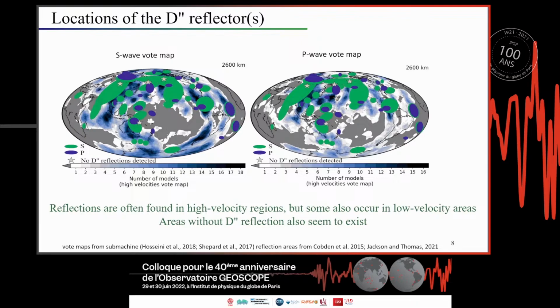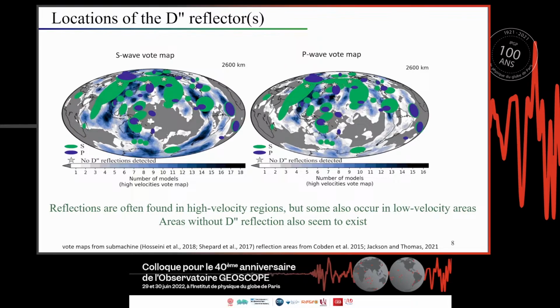So we have the S-wave vote map on the left and the P-wave vote map on the right. What you can see is that many of these reflections have been found in these high velocity regions, and I've actually stuck here the high velocities. There are many more S-wave observations than P-wave observations currently. And these stars show areas where we really have looked for the double-prime reflections and we cannot find them.